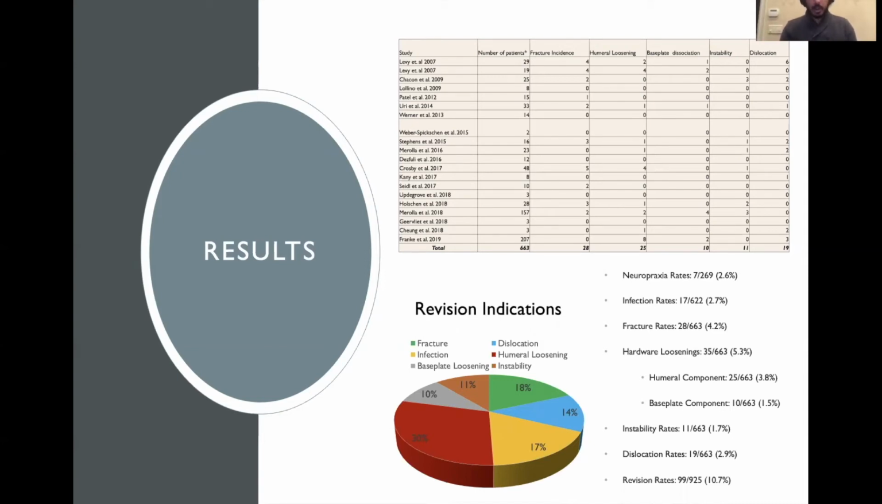And if you look at our figure right here, you can see that the revision indications show that the humeral loosenings were the most common reason for the revision. And what we also found was that of the 25 individuals that ended up getting a humeral component loosening, they also ended up getting a revision. So it ended up being a complete, 100% revision causality.